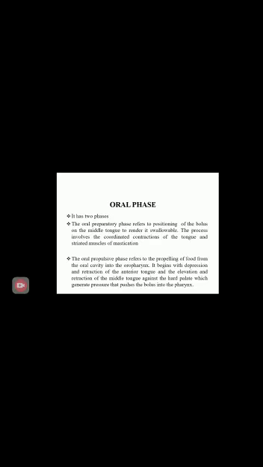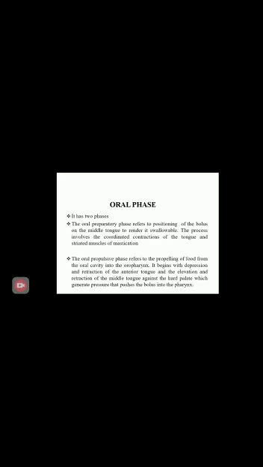The oral preparative phase refers to how the food bolus is positioned on the middle of the tongue in preparation for swallowing. This process involves the coordinated contractions of the tongue and the skeletal muscles of mastication.